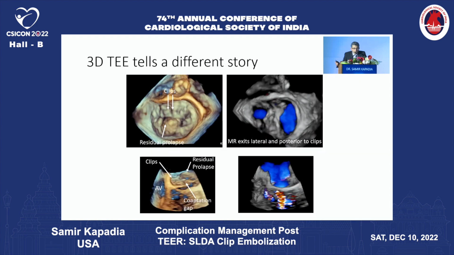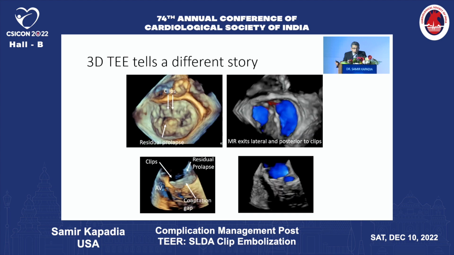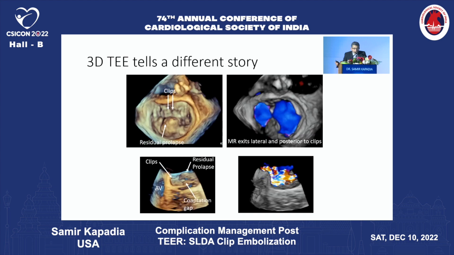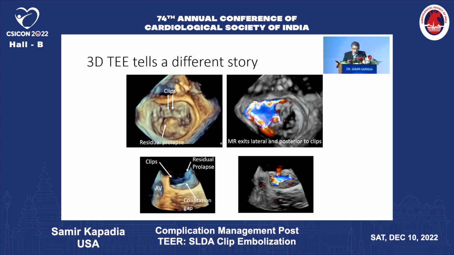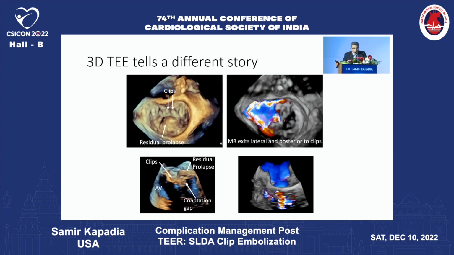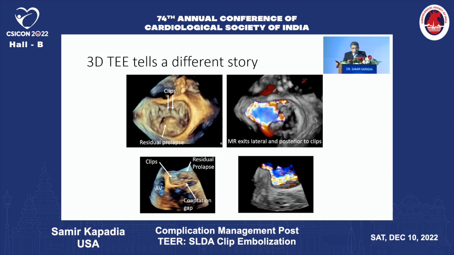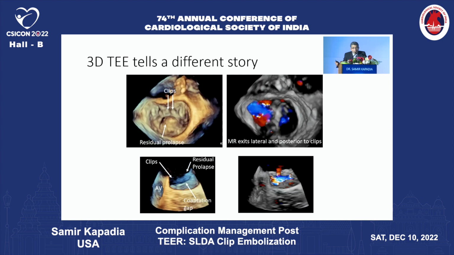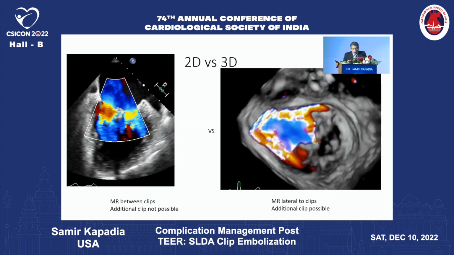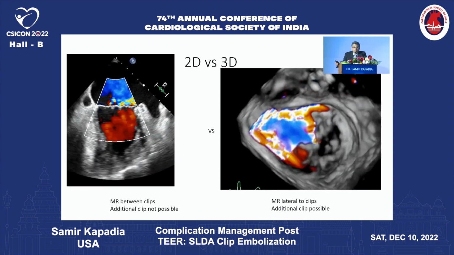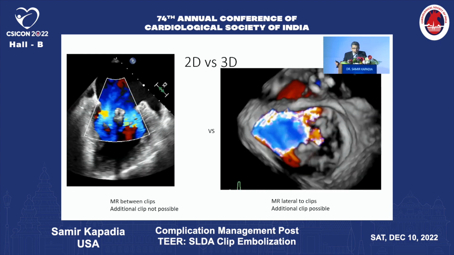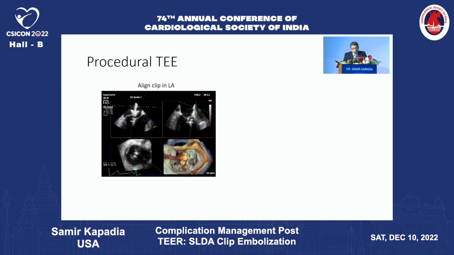However, the proper diagnosis is important. So if you do the 3D imaging, it is clear that the 2 clips are there, but the prolapsing leaflet shown by the arrows is coming from the lateral side of the 2 clips. It is not in between the 2 clips. So you can see here that it is coming from the lateral side.